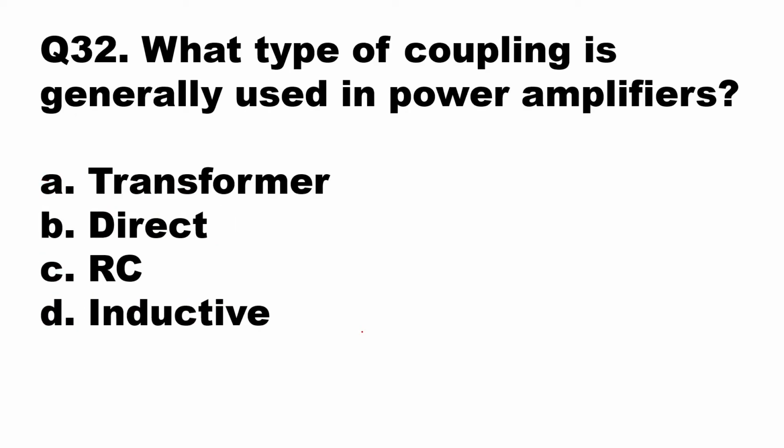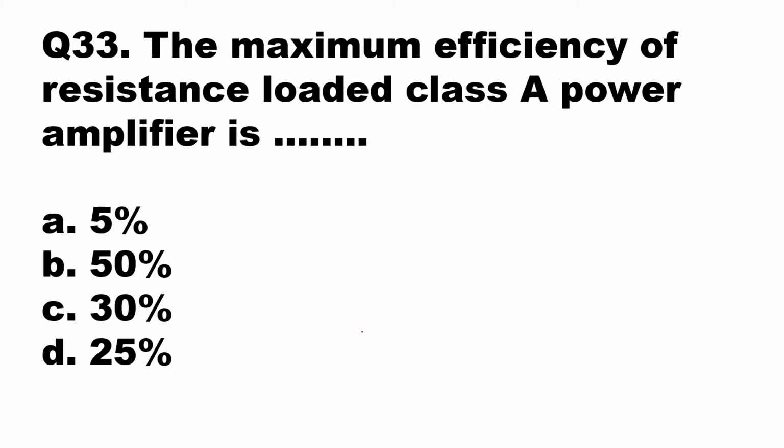What type of coupling is generally used in power amplifiers? In power amplifiers we don't want to short anything, we don't want to give anything direct, so there will be transformer coupling, which is more beneficial with impedance matching also. That is why the type of coupling used in power amplifiers will be transformer coupling. So here option A will be the right answer, transformer coupling.